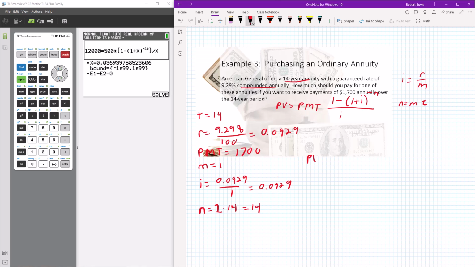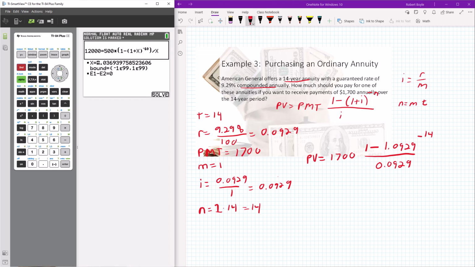The present value is going to be equal to the payment, $1,700, times 1 minus 1 plus I, which would be 1 plus 0.0929, or 1.0929 raised to the negative n, which is 14, all divided by 0.0929. And this is what you need to compute on your calculator. To do that, we first need to get out of this, and the way you can do that is by hitting second and then quit, which is right above mode.